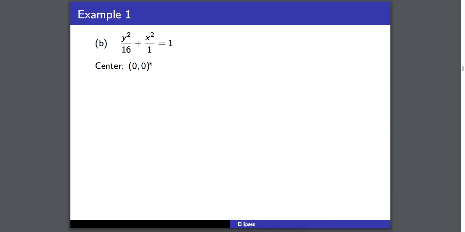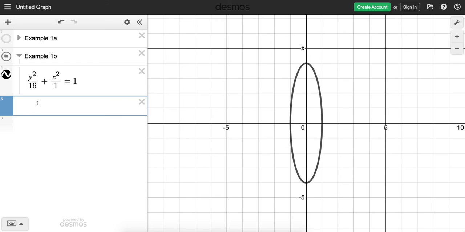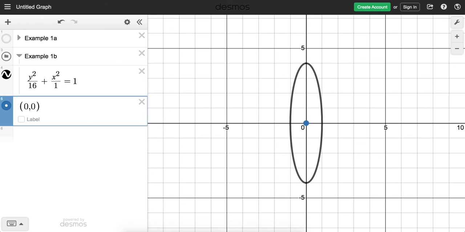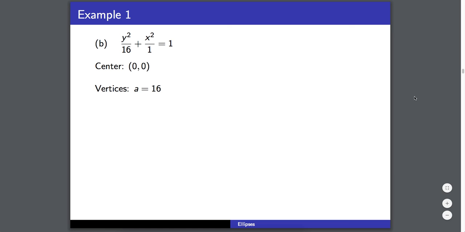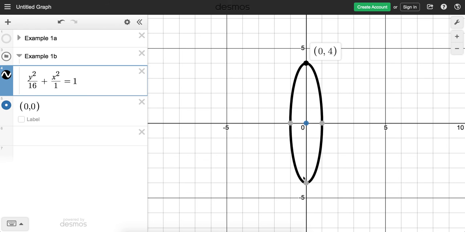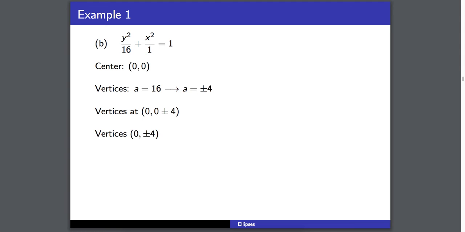So in this case, our center again is 0, 0, because we're not subtracting anything from x and y. So we can have that center point 0, 0. a squared is going to be 16. This again should be a squared equals 16. Which makes a plus or minus 4. So from our center, we're going to count up and down 4 spaces. 1, 2, 3, 4 for this vertex, and down 4 spaces. So our vertices are at 0 and then plus or minus 4.